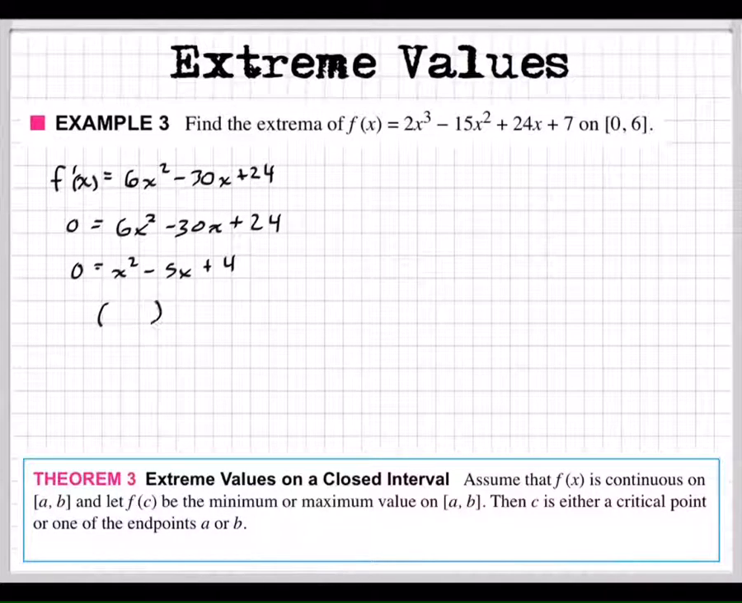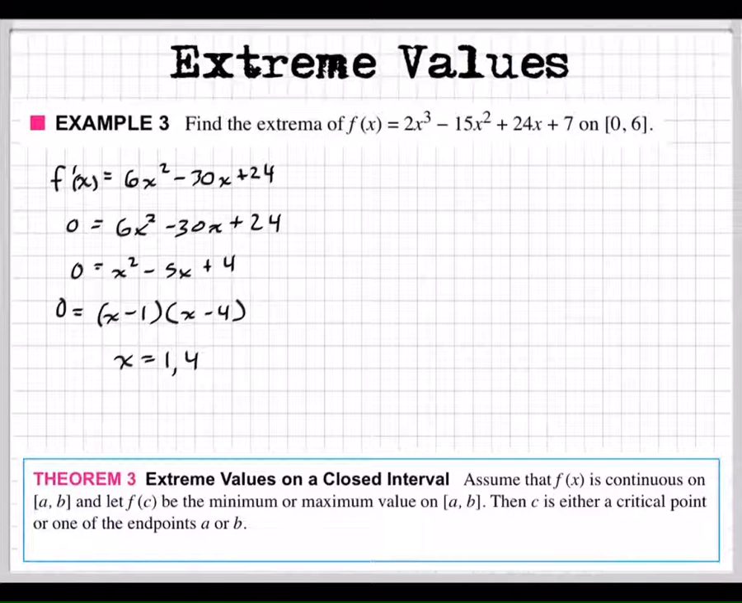All right, does this factor nice and pretty? Yes. x minus 1, x plus 4? No. x minus 1, x minus 4. Those will multiply to give me 4, add to give me negative 5, so we're gravy. We have x equals 1 and 4. Now what we just found are critical points. At this x value and this x value, we have a slope of 0.